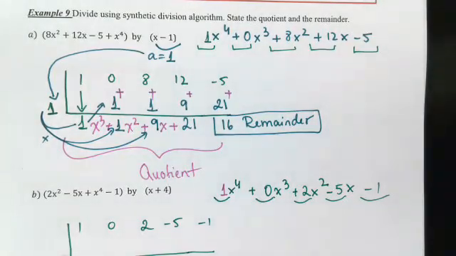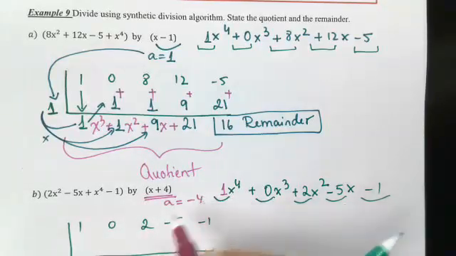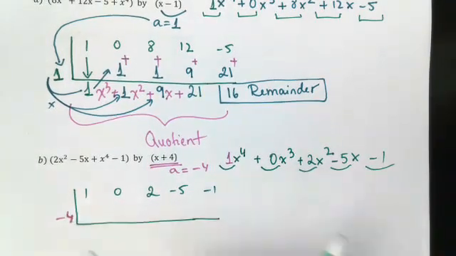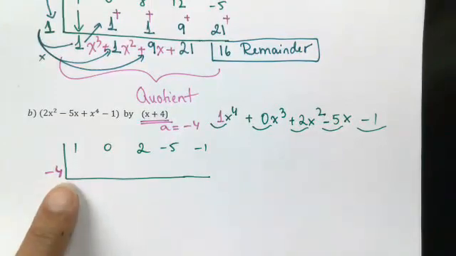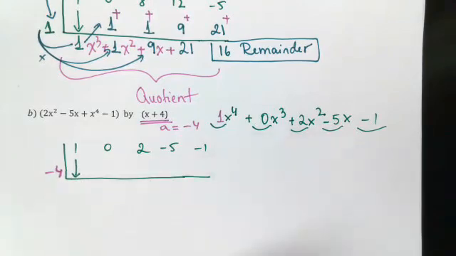Now on the left-hand side is our a value. What's our a value from x plus 4? Negative 4. Negative 4 goes there. We're not done the setup. We have to have something to multiply negative 4 by. So we have to drop this first number underneath the line. There it is. Now we can start.